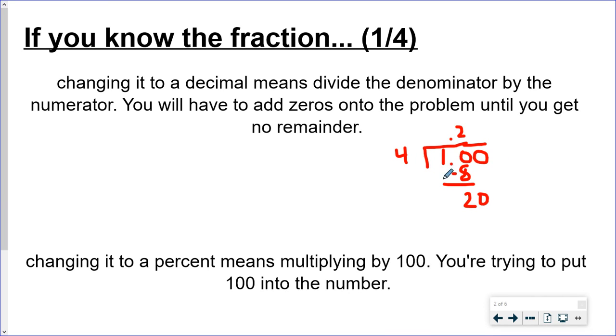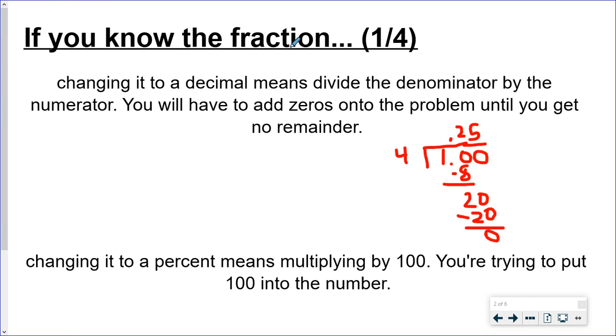How many times can 4 go into 20? 4 goes into 20 5 times, which is exactly 20. So if I subtract that, I get 0. So in order for me to change a fraction to a decimal, you're simply going to divide. Put the numerator in the box, put the denominator out front, and then you write it as a decimal number. So my decimal number here would be 25 hundredths, okay?